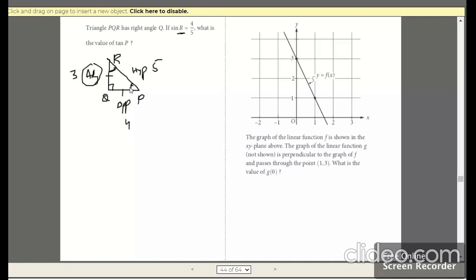Now they are asking us what is the value of tan P. So if this is P, its opposite is going to be this one, 3. So 3 over 4 is the answer for tan, because of SOHCAHTOA. Tan is opposite over adjacent. 3 over 4 is the value.